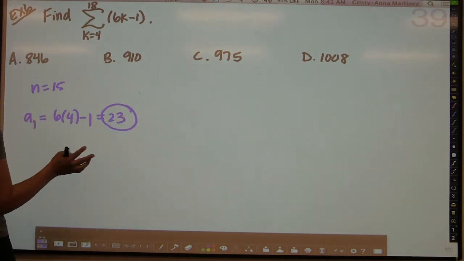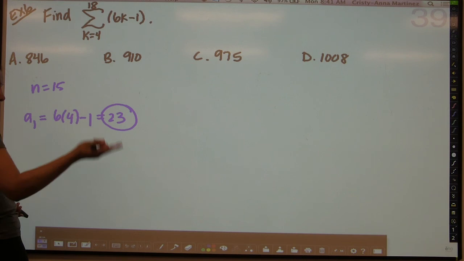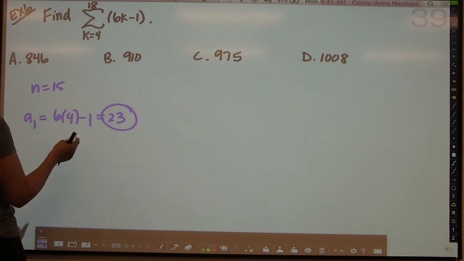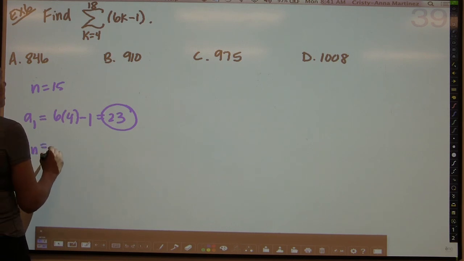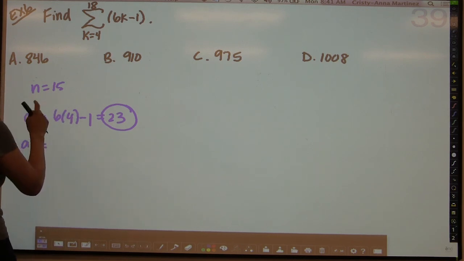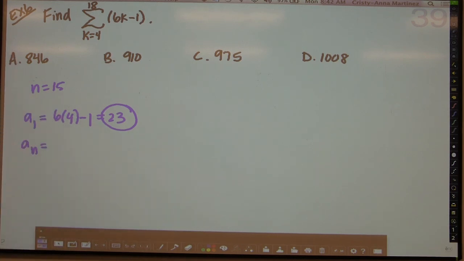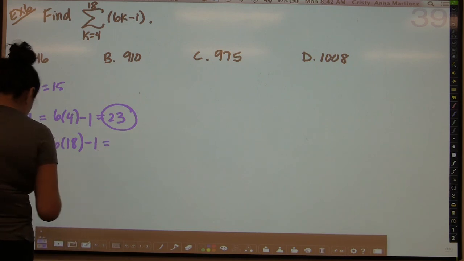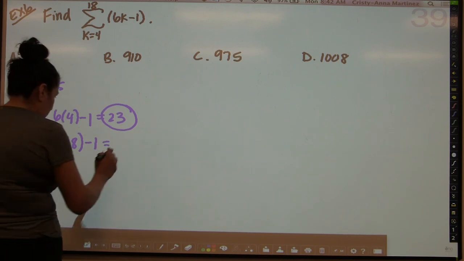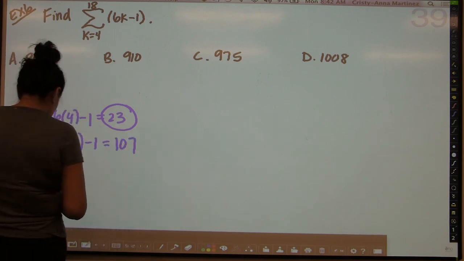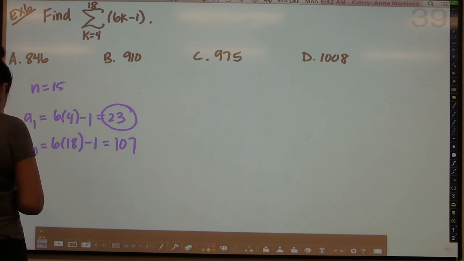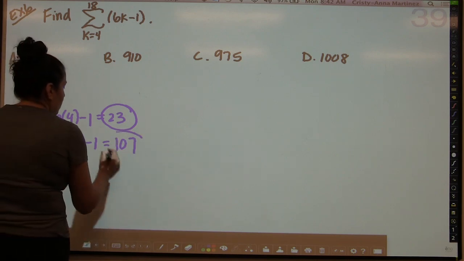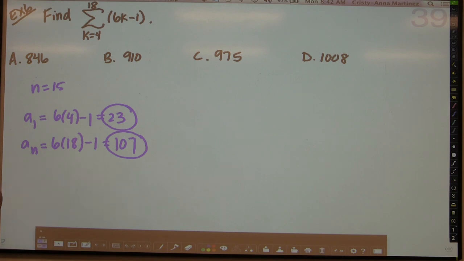And then I want my last term. Remember, to put in the formula, you need the first term and the last term. My last term, I can figure out by plugging in a sub n, which is going to be the 15th term, so it's going to be 6 times 18. That's my last term. I figured that one out earlier too and erased it. My bad. But I do believe it was 107. 6 times 18 minus 1, yes, 107. So there's my first term and my last term.